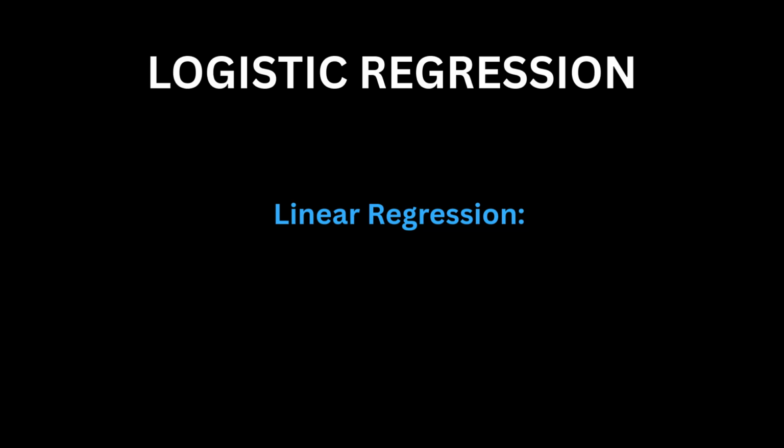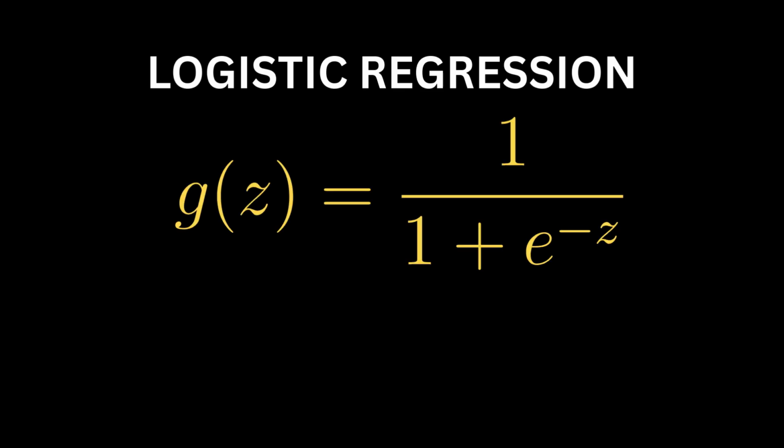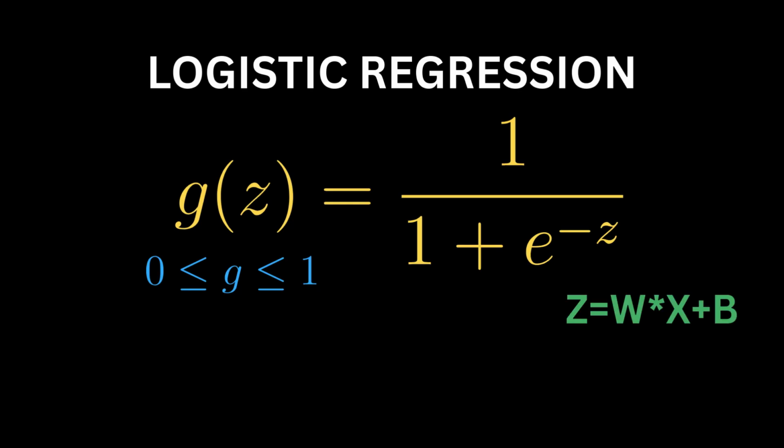Now finally, let's dive deep into logistic regression. In linear regression, we use the equation y equal to w times x plus b, and y was our prediction based on optimal weight and bias. However, in logistic regression, we use a slightly different function called the sigmoid function, written as g of z equal to 1 upon 1 plus e to the power minus z, and g is always between 0 and 1, where z is equal to w times x plus b.